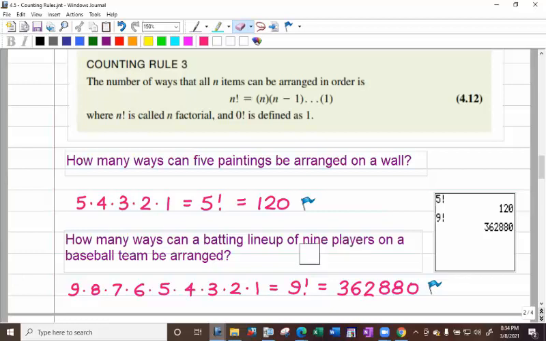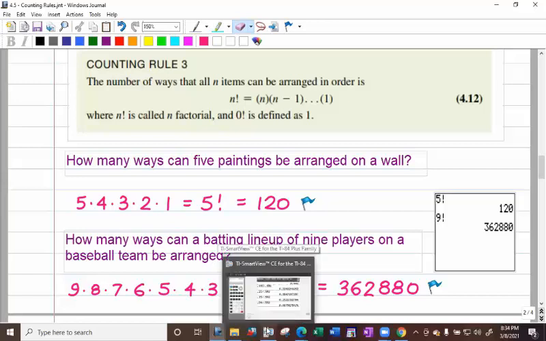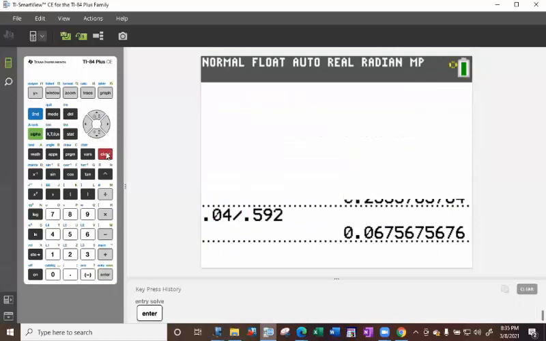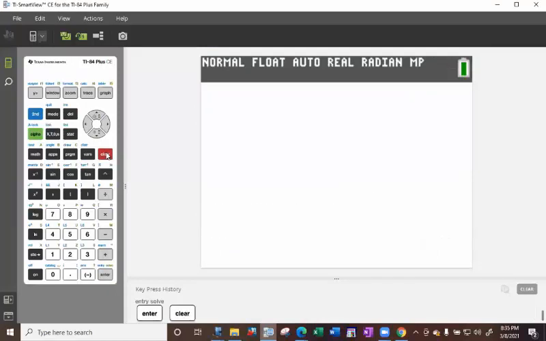How many ways can a batting lineup of 9 players on a baseball team be arranged? These factorial numbers can get really, really large in a hurry. So anyway, that would just be 9 factorial: 9, 8, 7, 6, 5, 4, 3, 2, 1. But let me show you what you do.